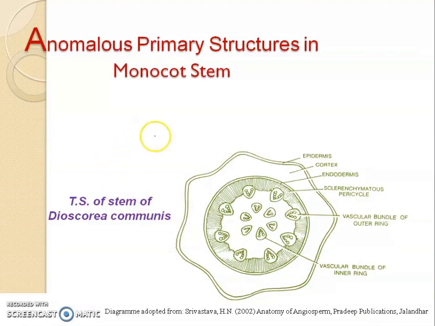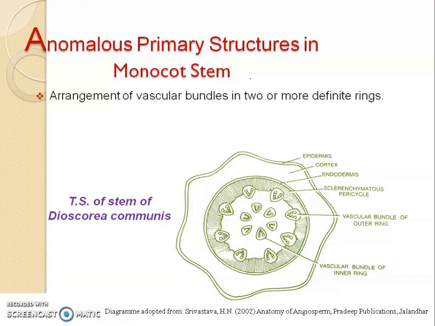Now, anomalous primary structures in monocot stem. We should know about the anomalous primary structures in monocot stem, and these structures are the arrangement of vascular bundles in two or more definite rings. In the previous slide, we discussed the normal structures in monocot stem in which vascular bundles are scattered, but the anomalous primary structure shows the arrangement of vascular bundles in two or more definite rings.